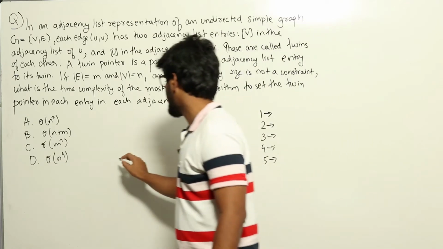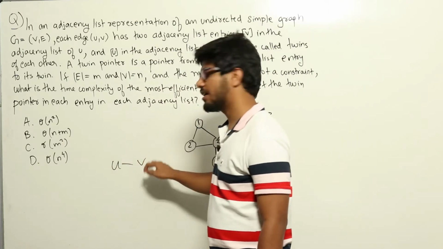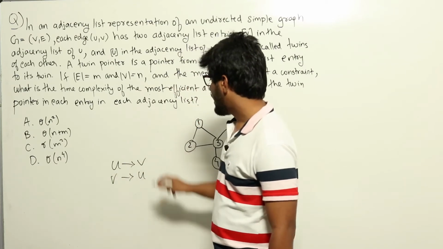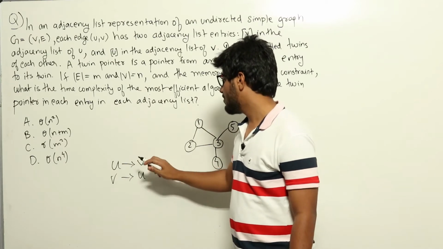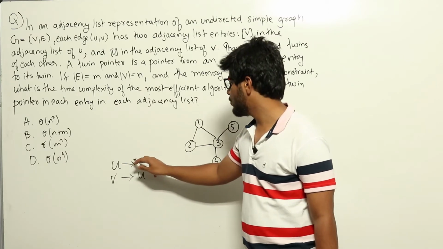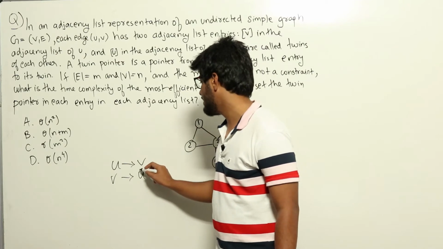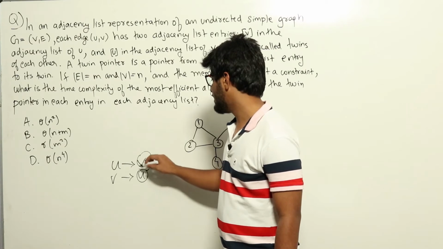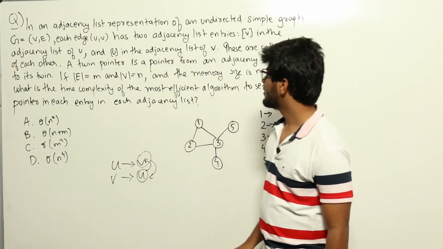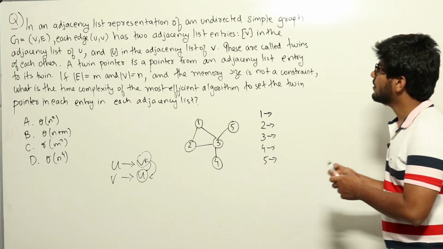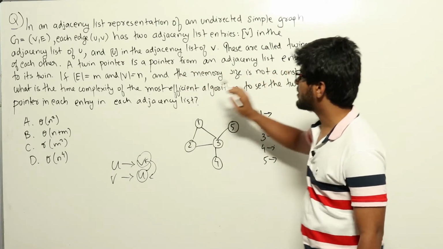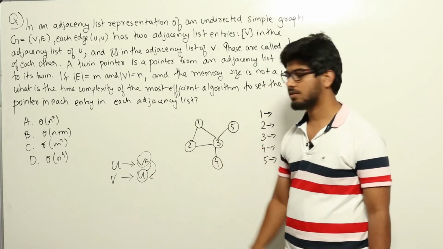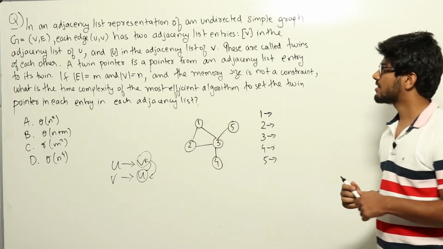I'll repeat that. Suppose I have u. In u I need to add the entry v. Similarly in v's adjacency list I need to add the entry u, and on top of that, in u I have added v plus I need to add the address of the u entry in v's adjacency list, meaning the address of this entry I will be adding here. Similarly the address of this entry I will be adding here as well. So that's what they were saying, the twin pointer from an adjacency list entry to its twin. So we need a pointer from this entry to this entry as well as this entry to this entry. Now let's try to answer the question.